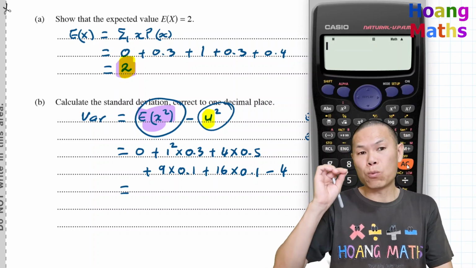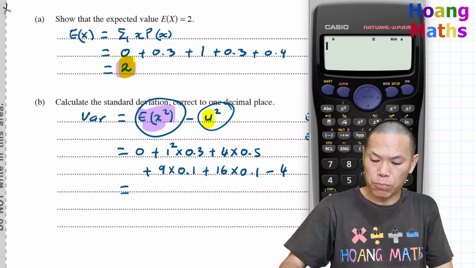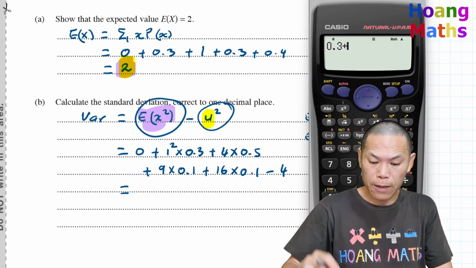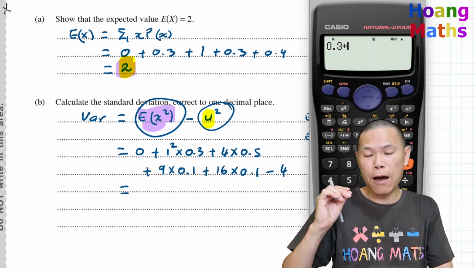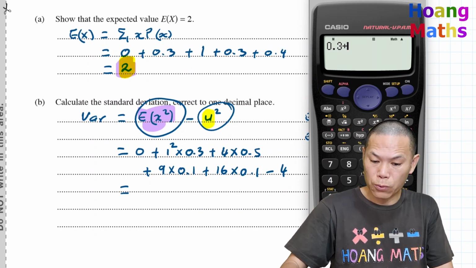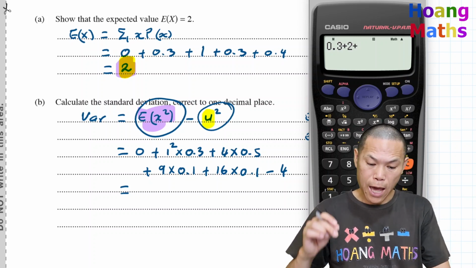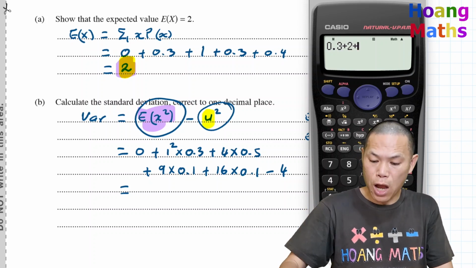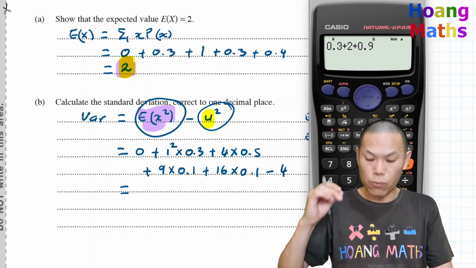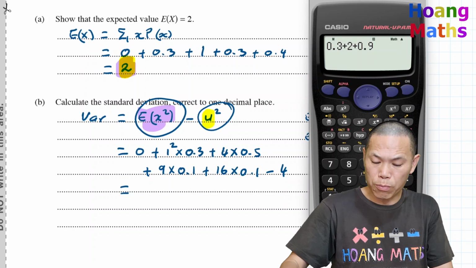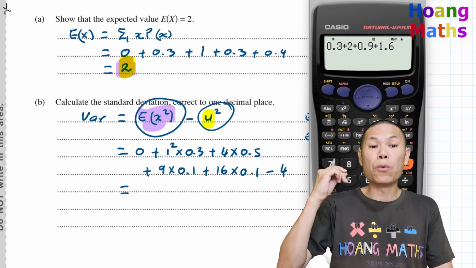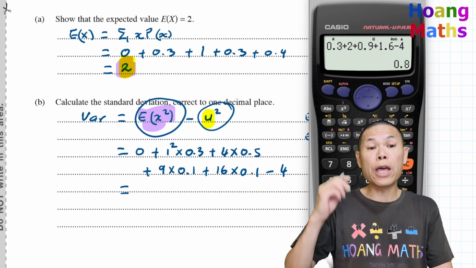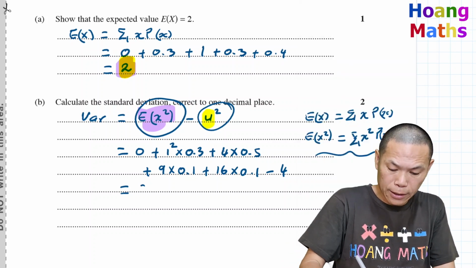0 plus 1 squared times 0.3 is 0.3. We add 4 times a half is 2. So we just add 2. Then we add 0.1 times 9 is 0.9. And we add 16 times 0.1 is 1.6. So add 1.6. And we go minus 4. So there you go, 0.8.